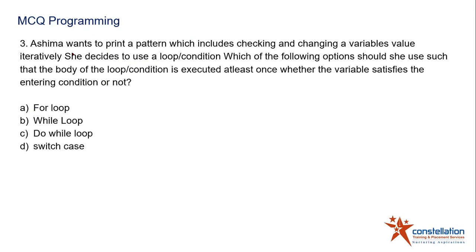Now, the third question. Asima wants to print a pattern which includes checking and changing a variable value. She decides to use a loop condition. Which of the following options should she use such that the body of the loop condition is executed at least once? Now, this is the hint. If you want a loop to get executed at least once, you go with the do while loop.